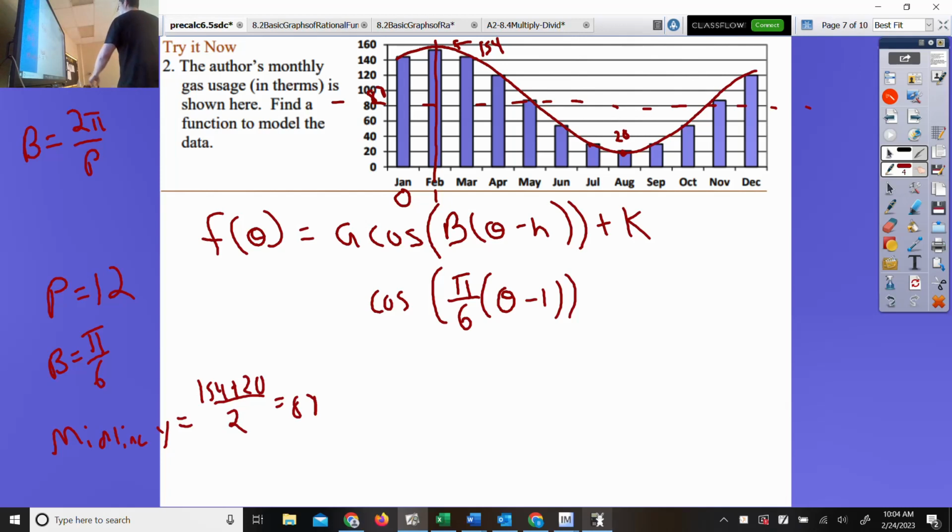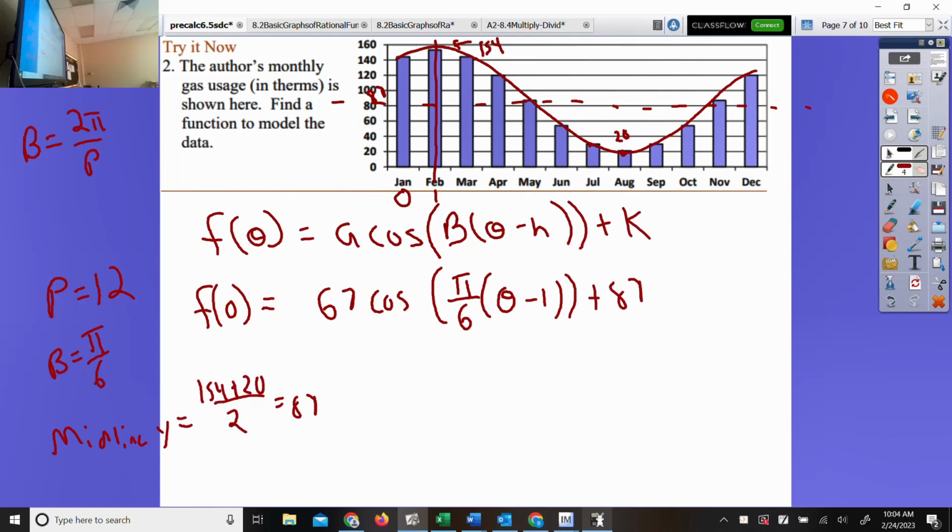Well, that piece is done. What are we missing? Amplitude. 67. Yeah, it is 67. 20, 87, and 67. There's your function. That was all they asked us to do.